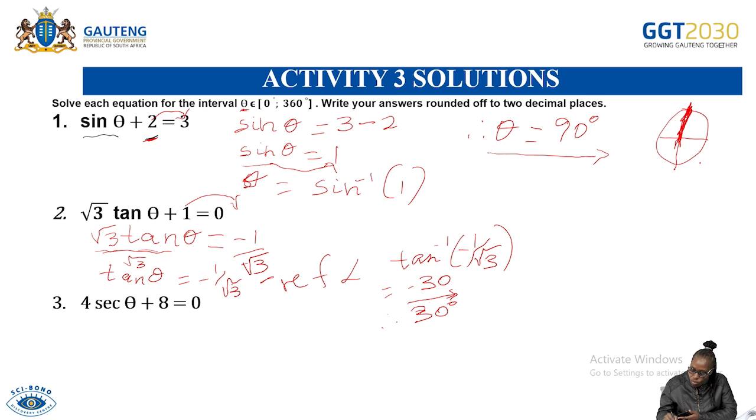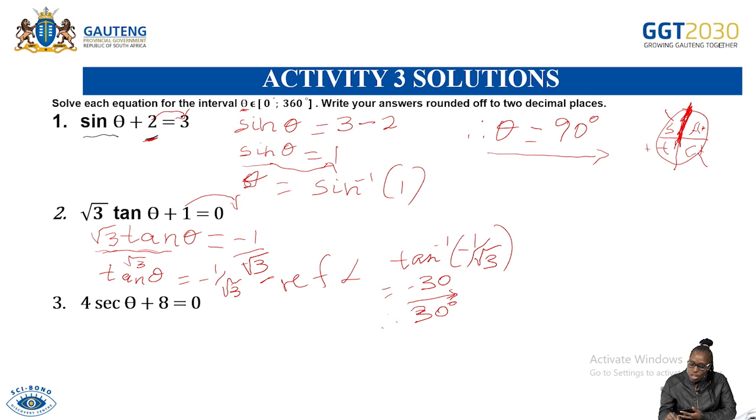Remember from your Cartesian plane, on the first quadrant you are using your CAST. You have all of them positive on the first quadrant. On the second quadrant is sine and its reciprocal. On the third quadrant is tan, that is positive. And on the fourth quadrant is cos, that is positive. Meaning your solution lies on quadrant 2 and on quadrant 3.